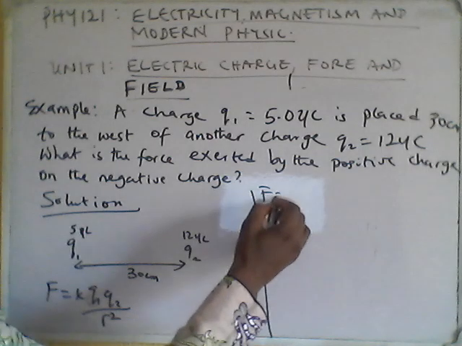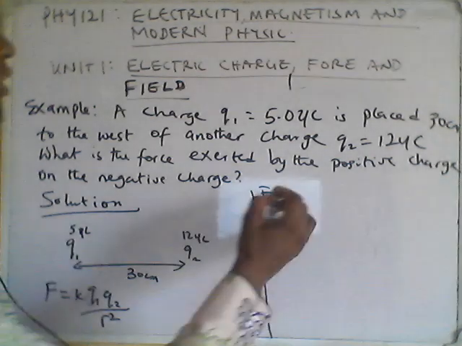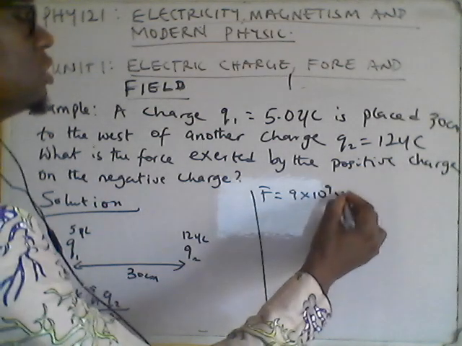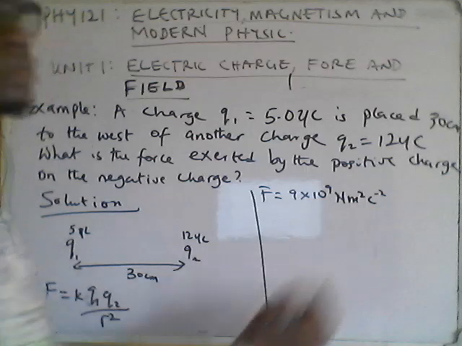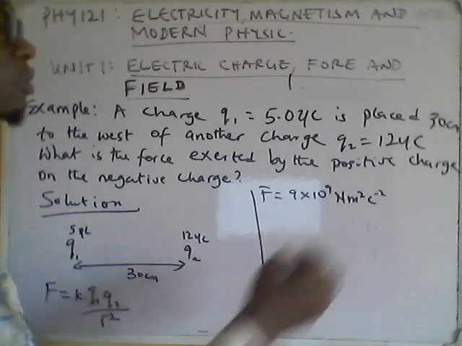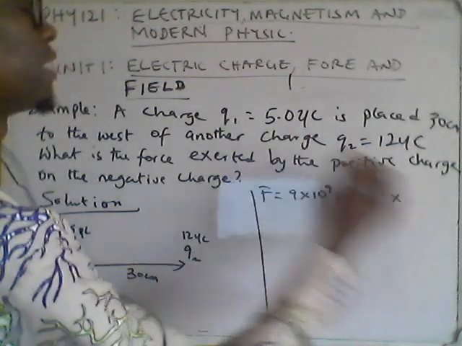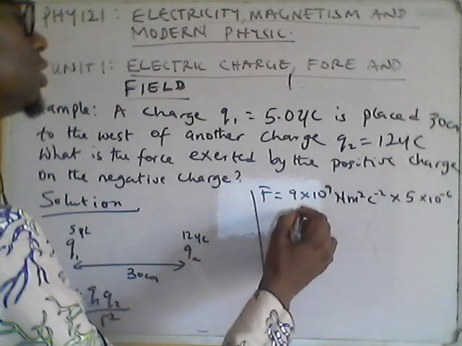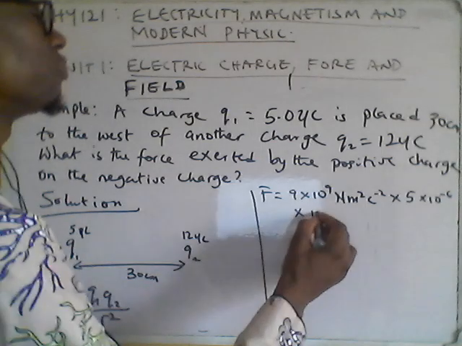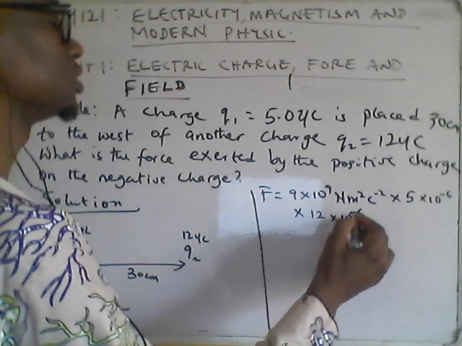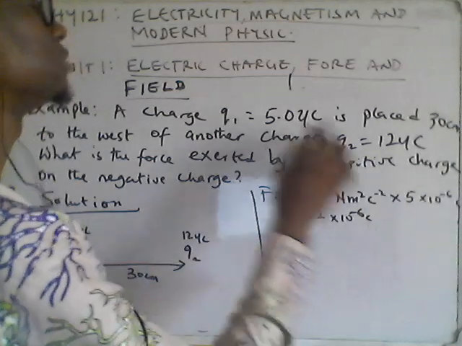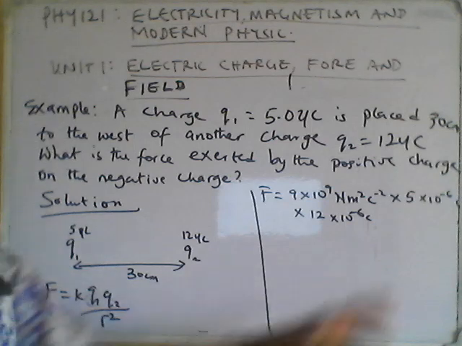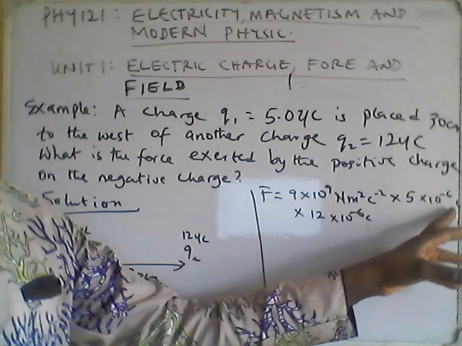All right, so Coulomb's law states that F is equal to K Q1 Q2 all over R squared. So what is K? We know that K is 9 times 10 to the power 9. The units of K is Newton meter square per Coulomb square. So I now say times 5 times 10 to the power minus 6 Coulomb, still times 12 times 10 to the power minus 6 Coulomb. This micro Coulomb is small, so it is 10 to the power of minus 6.